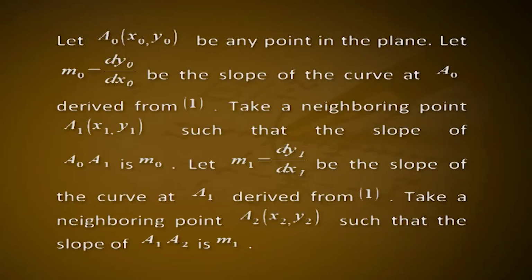Let A0 (x0, y0) be any point in the plane. Let m0 = dy0/dx0 be the slope of the curve at the point A0 derived from 1. Take a neighboring point A1 (x1, y1) such that the slope of A0A1 is m0. Let m1 = dy1/dx1 be the slope of the curve at A1 derived from 1. Take a neighboring point A2 (x2, y2) such that the slope of A1A2 is m1.